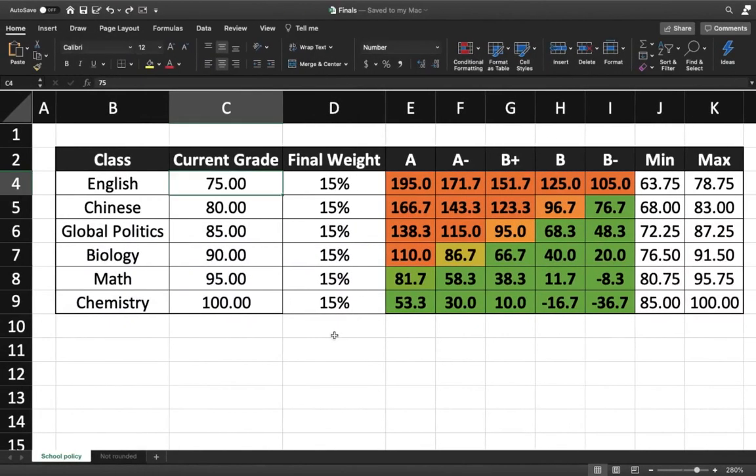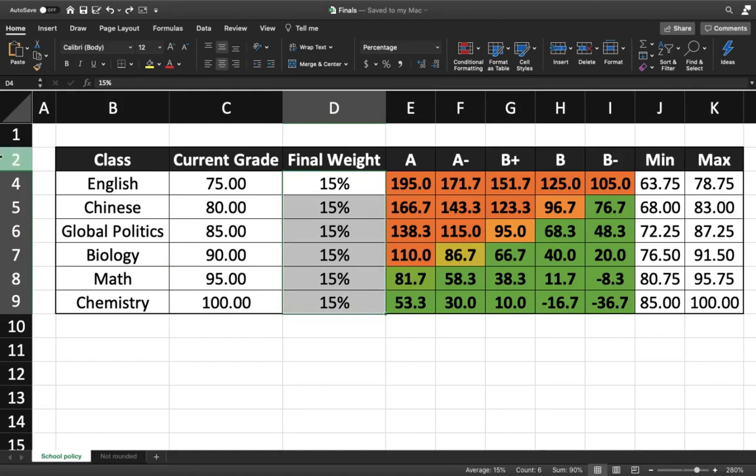The spreadsheet I personally use looks like this. I write my subjects here, I write my current grade in the subject here, and then I write the weight given to that subject's final here. And the different cutoffs that I need for the different grade boundaries are actually hidden in row 3.